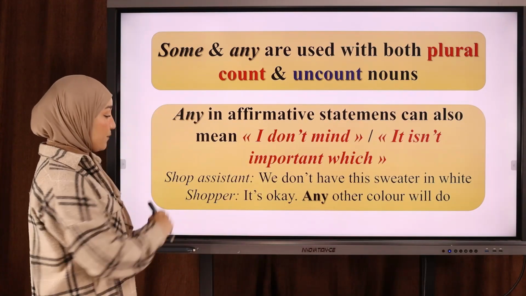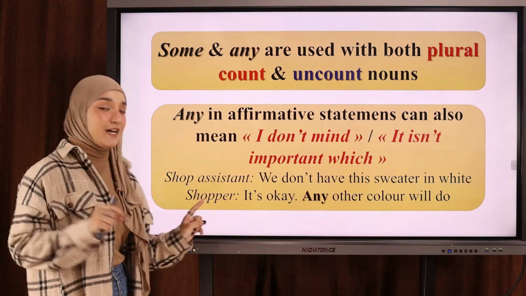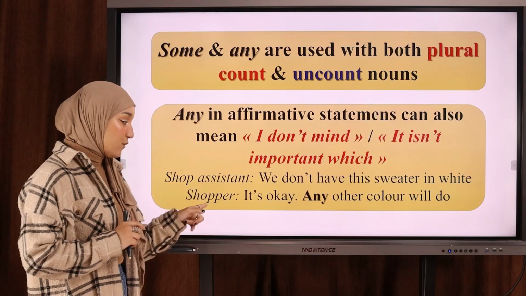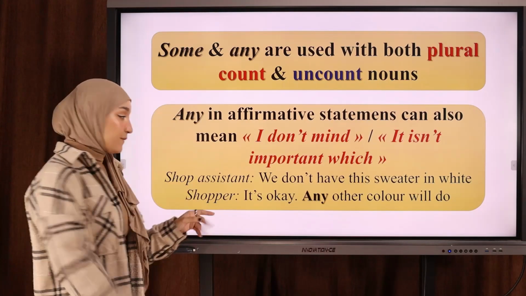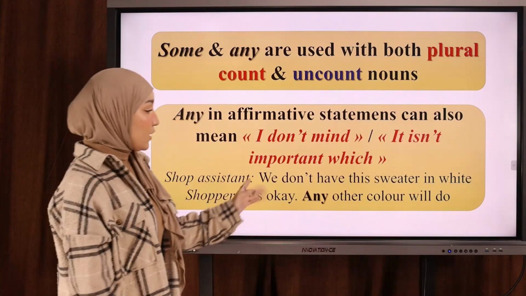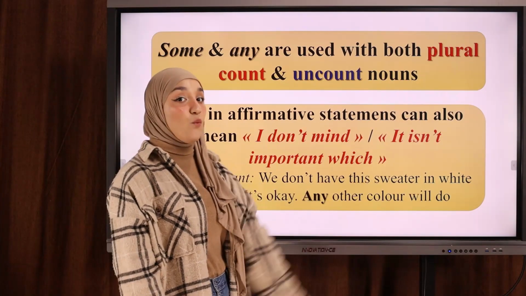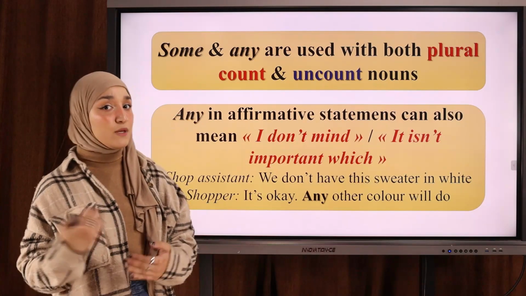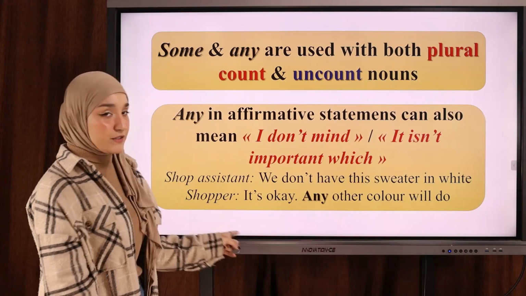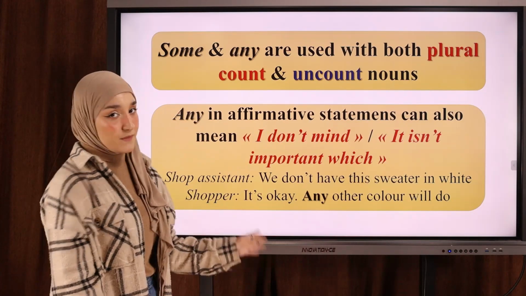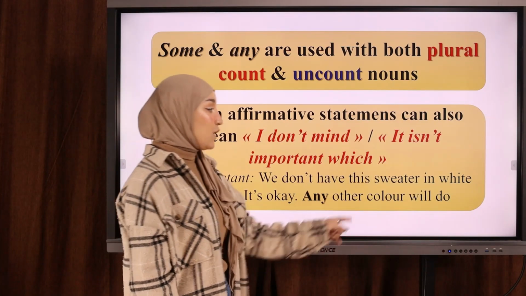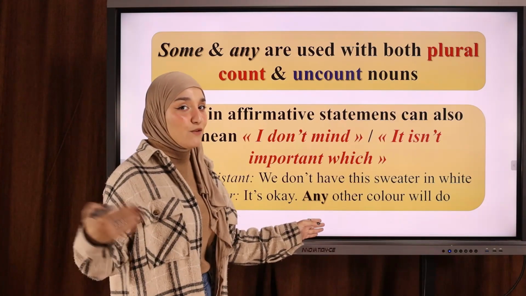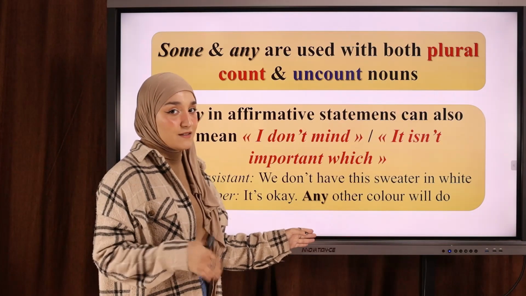Okay? Here's an example. Shop. This is a conversation. هذا حوار بسيط بين shop assistant. Okay? بائع و shopper. Okay? مشتري. So the shop assistant: We don't have this sweater in white. نحن لا نملك هذه السترة في اللون الأبيض. The shopper said, it's okay. Any other color will do. Okay? أنا لا أمانع. أعطيني أي لون آخر. أي لون آخر سيكون جيد.